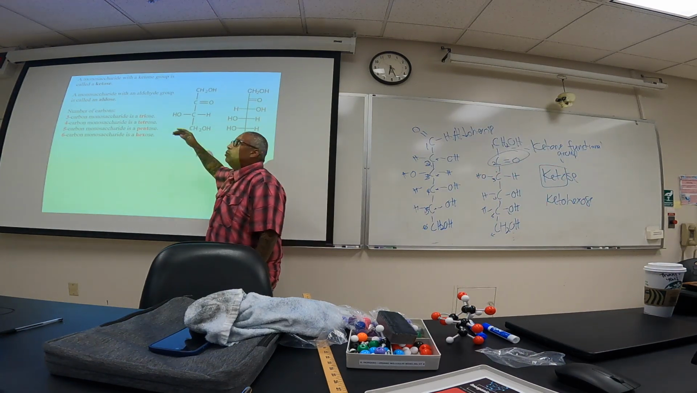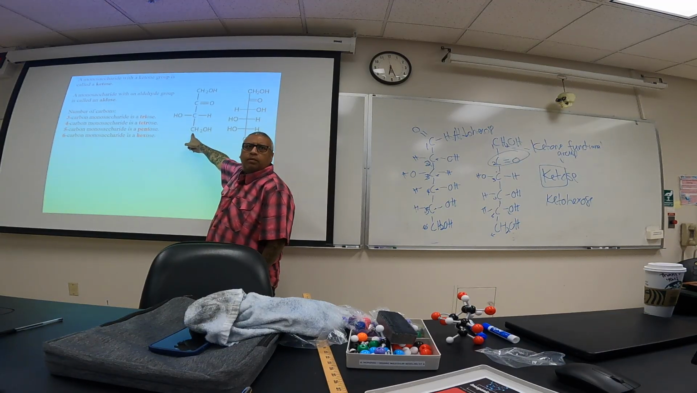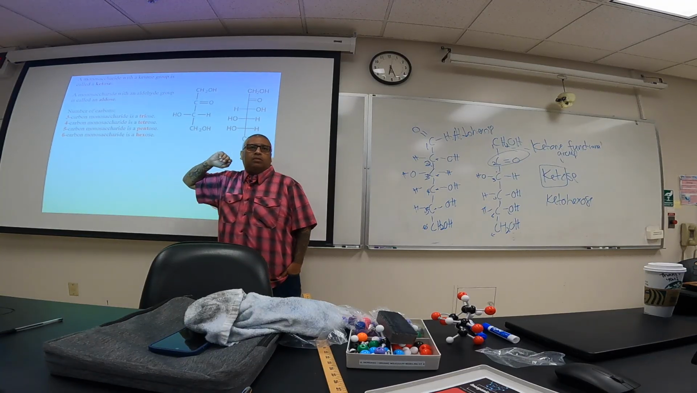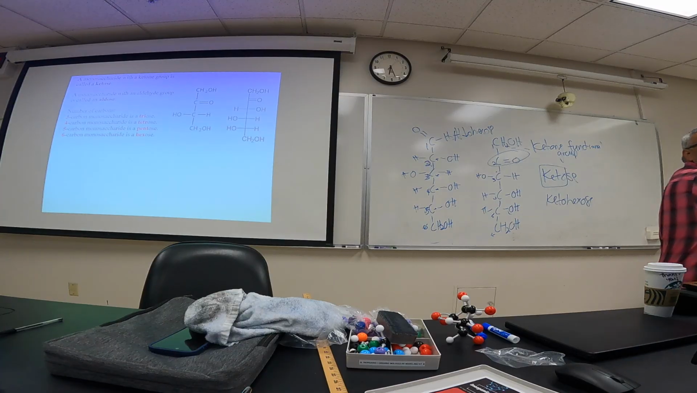Ketone functional group. What would we call this one here? First, Hannah, how many carbons are in this structure here? 4. So what would I call this one with 4 carbons? Keto what?